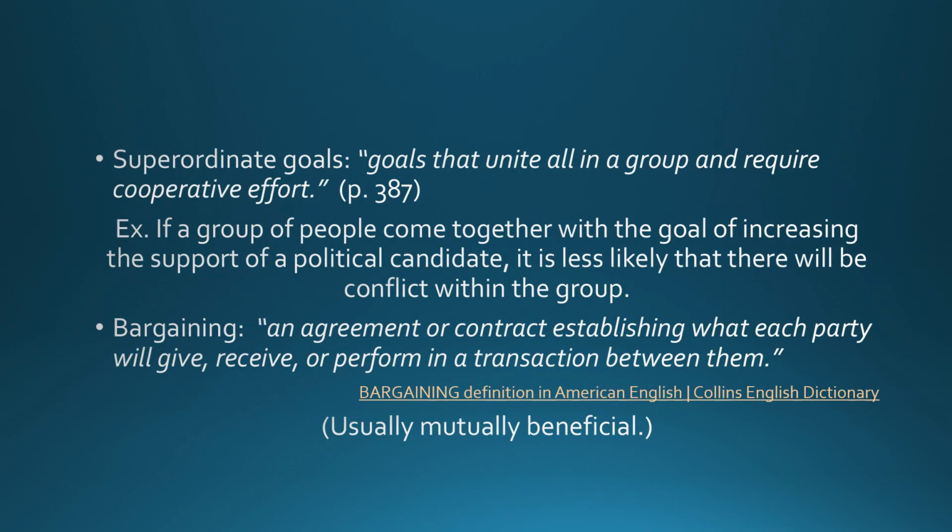Superordinate goals. A group has goals that unite all in the group and require cooperative effort. For example, if a group of people come together with the goal of increasing the support of a political candidate, it is less likely that there will be conflict within the group because they all have the same goal, so they're more likely to agree. Bargaining: an agreement or contract establishing what each party will give, receive, or perform in a transaction between them. This is usually mutually beneficial. Both sides of the disagreement are going to gain benefit from it, so they are able to come to an agreement because of that.